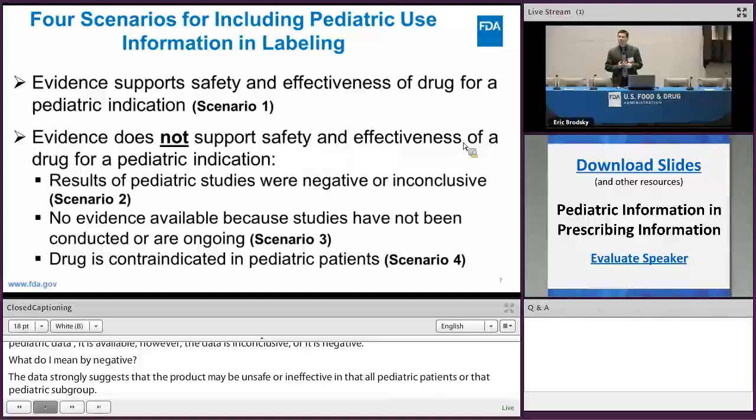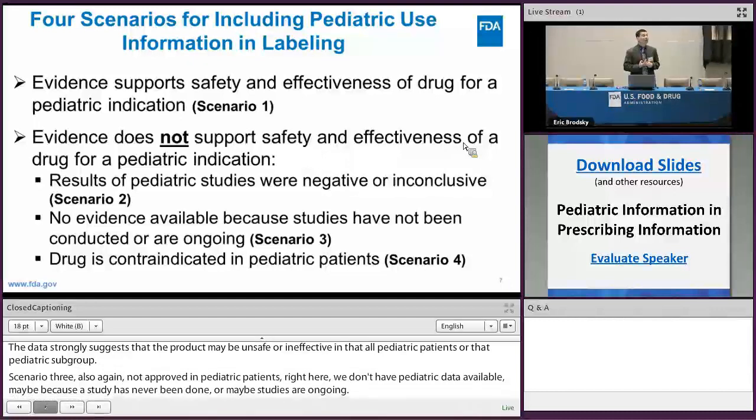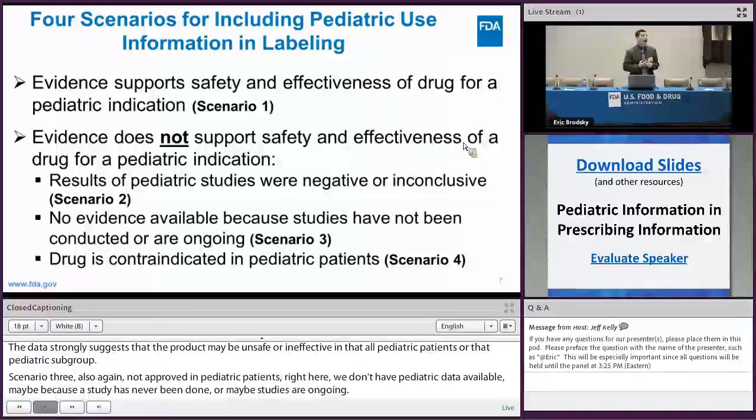Scenario 4 is a somewhat uncommon scenario where a product is contraindicated in all pediatric patients or a subset of pediatric patients or a specific age group in pediatric patients.